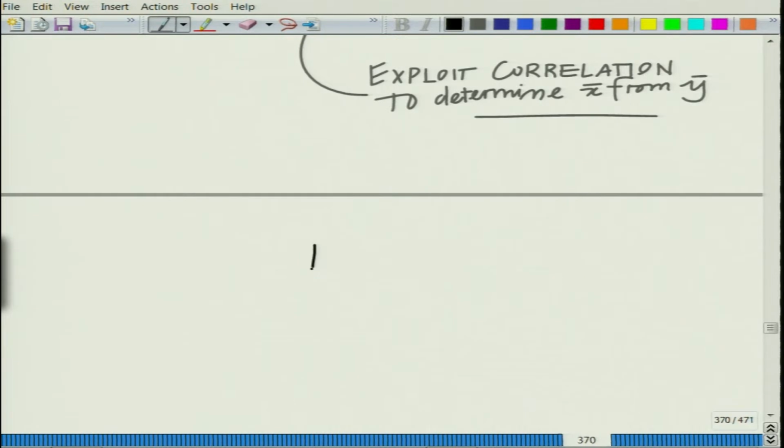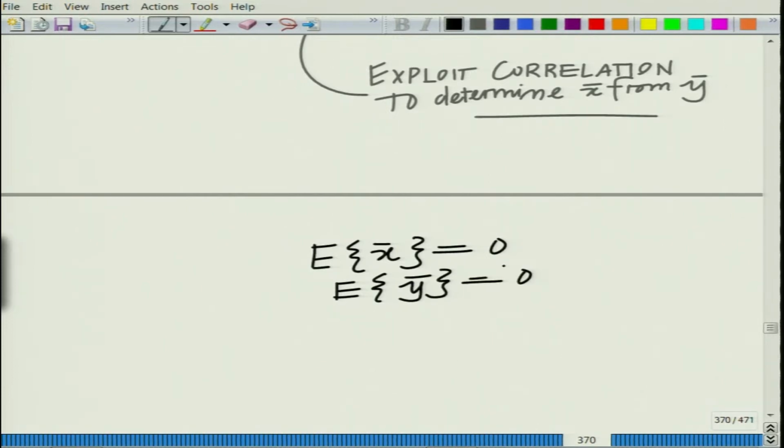Now, let us look at the properties of x bar and y bar. For simplicity, let us assume that expected value of x bar equal to 0, expected value of y bar equal to 0. This need not be the case, but this principle can be readily extended to scenarios where they are not 0 mean. For simplicity of analysis, let us assume that these are 0 mean. I will talk to you about what to do when these are not necessarily 0 mean.